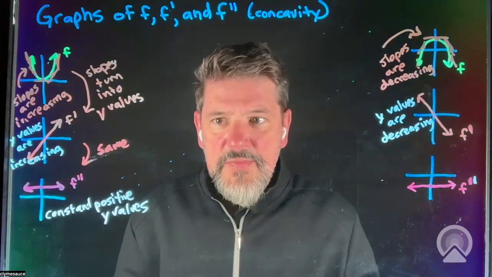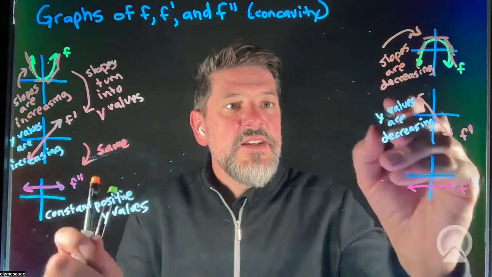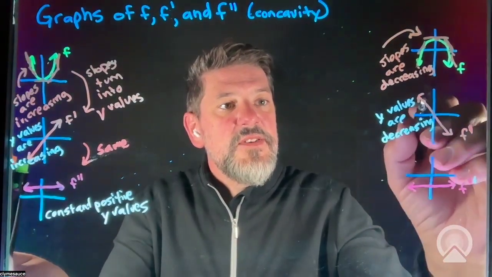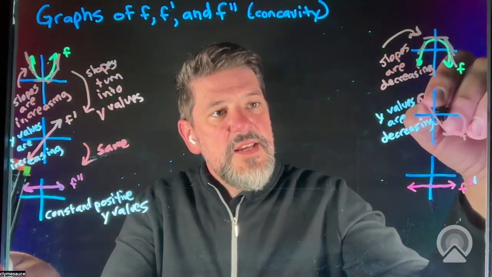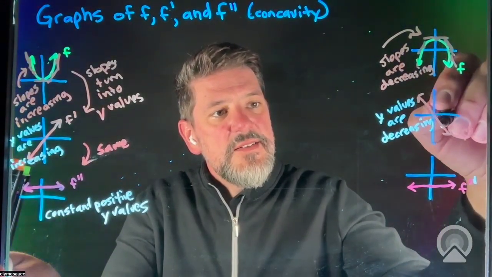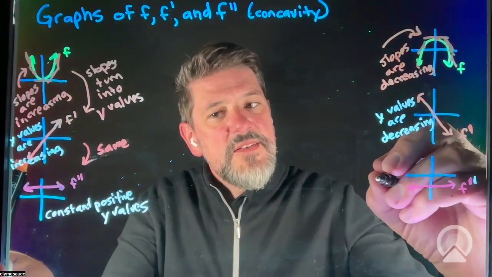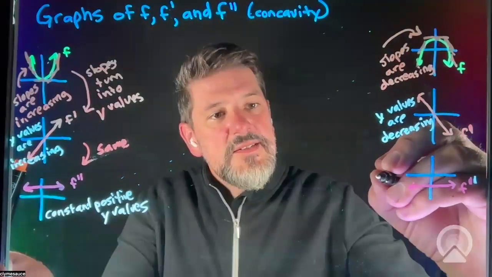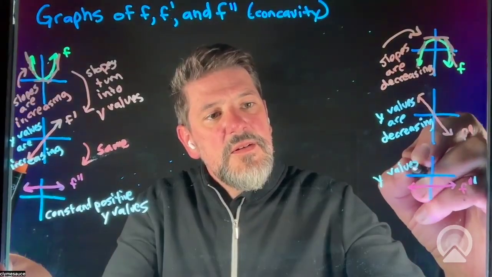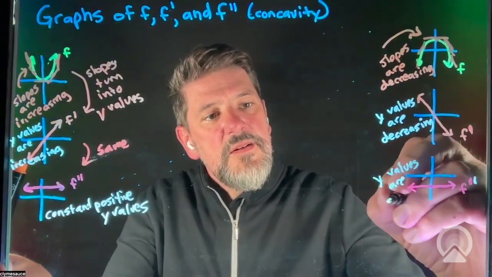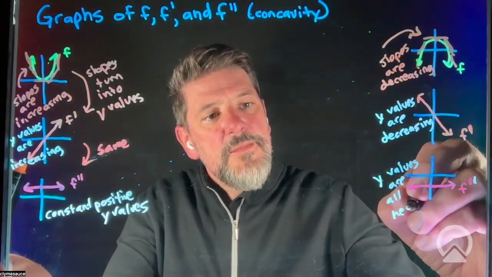With f prime prime, we can see because the y values are decreasing on this one, that means the slopes are constantly negative. So slopes on this guy are constantly negative. Therefore, the y values of this guy have to be constantly negative. So y values on this one are all negative.